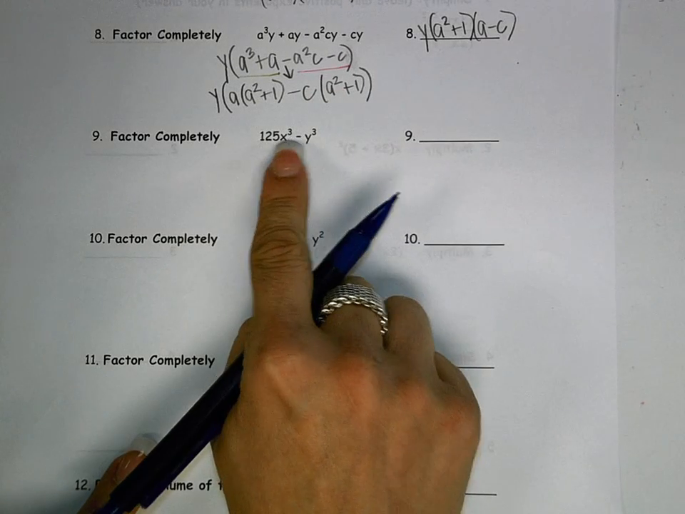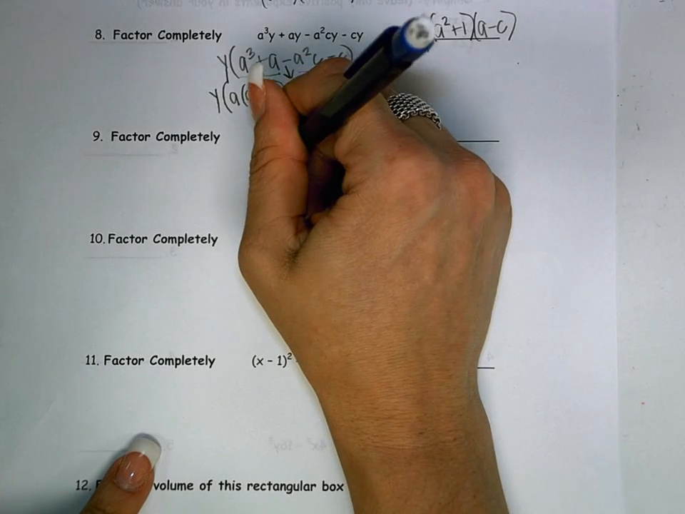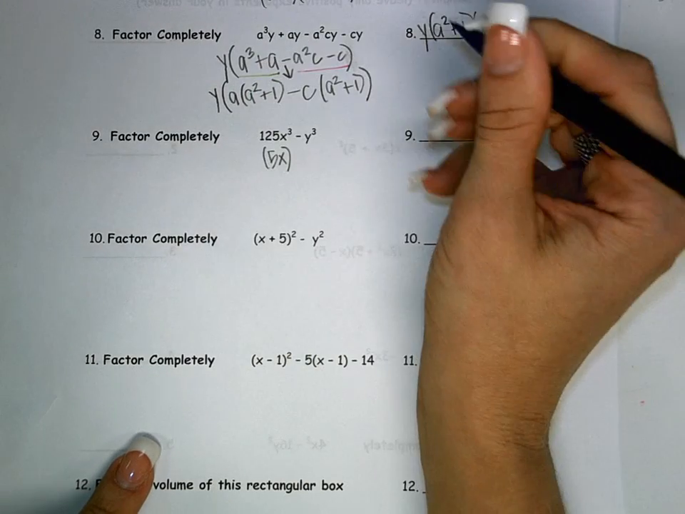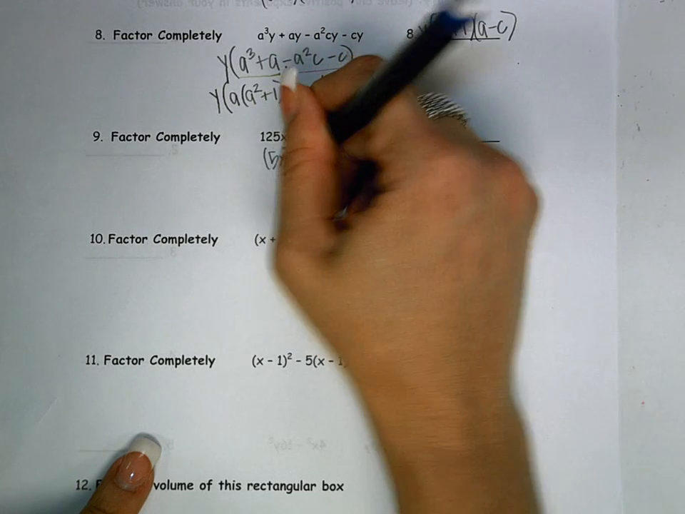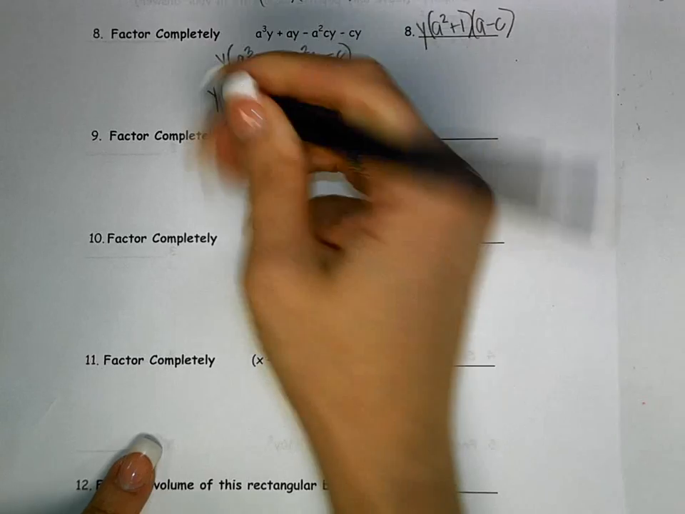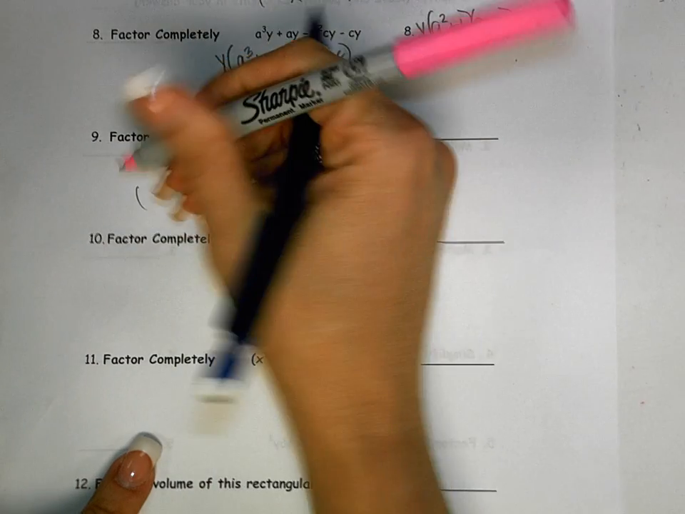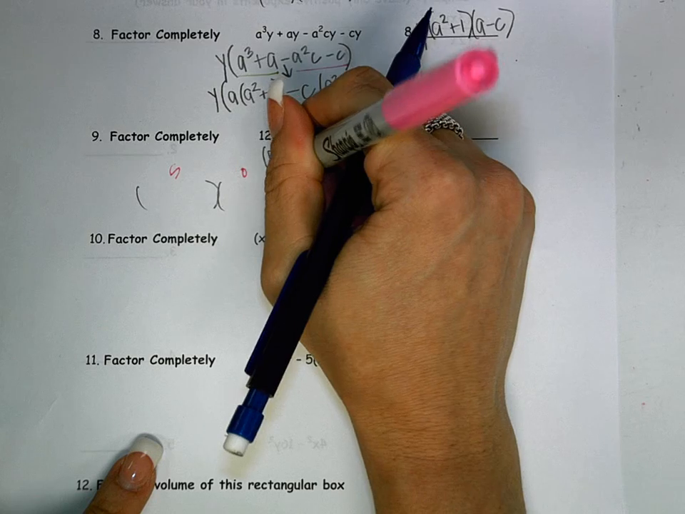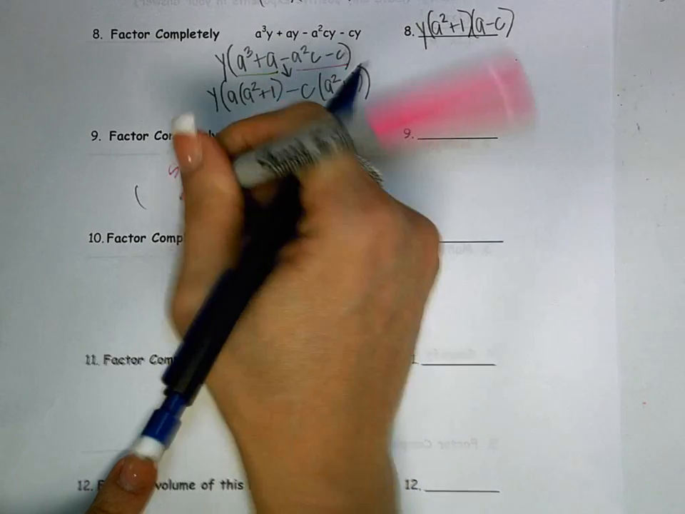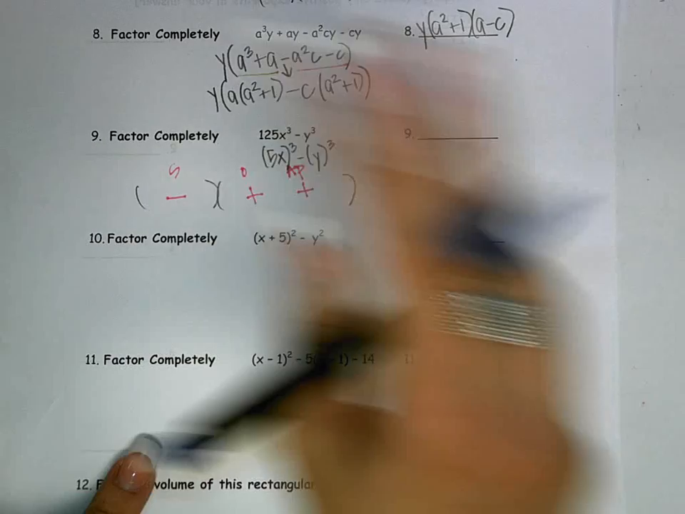Number 9, factor completely. This is cubes. So 125x cubed is 5x cubed minus y cubed. Write out your SOAP signs. So same, opposite, always positive. Same as the problem is negative. Opposite is positive. AP is always positive.